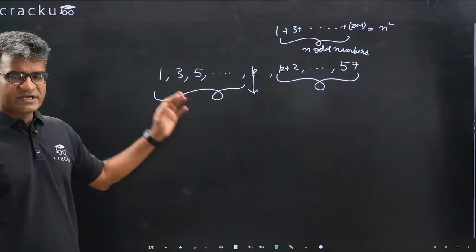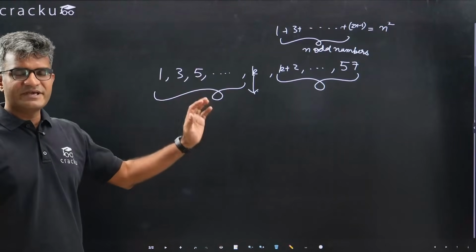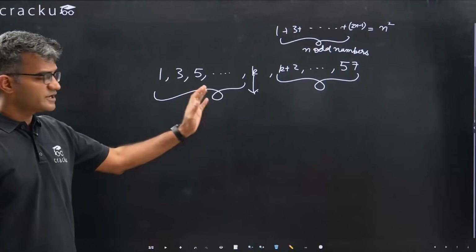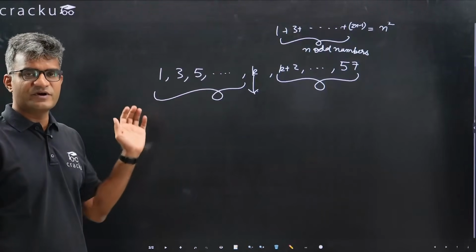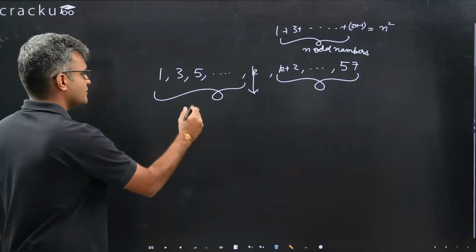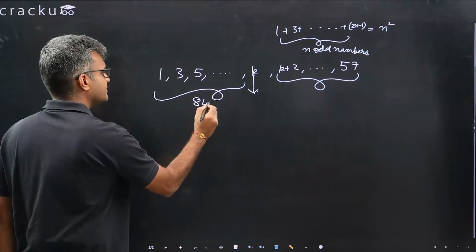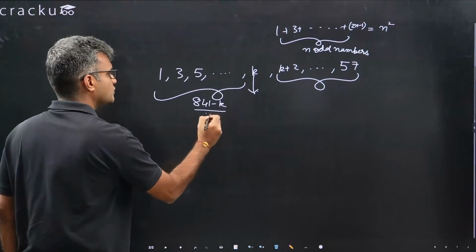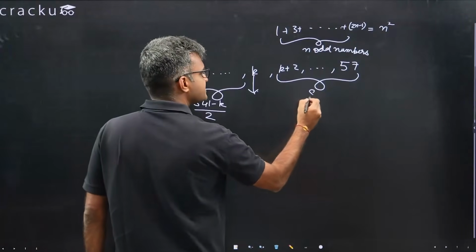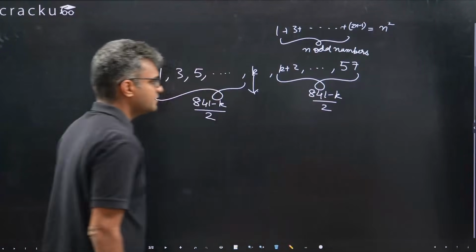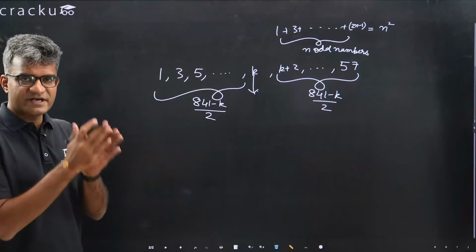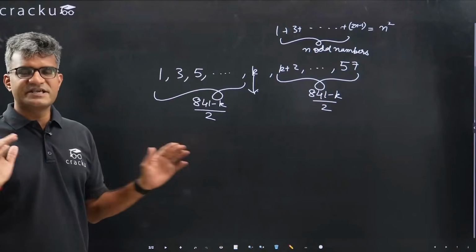Now, if you are including k, the sum of all of them is 841. If you are removing k, the sum of all of these numbers without k is 841 minus k. So the sum of this part will be (841 minus k) divided by 2. We are required to calculate the value of k such that it splits both parts equally.